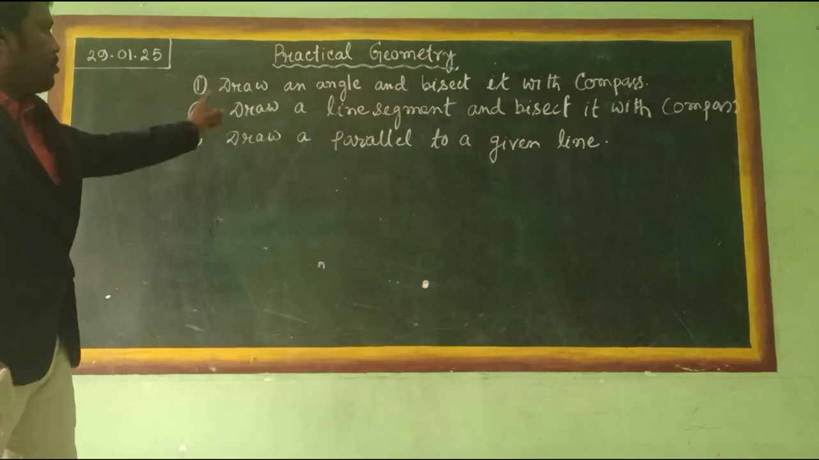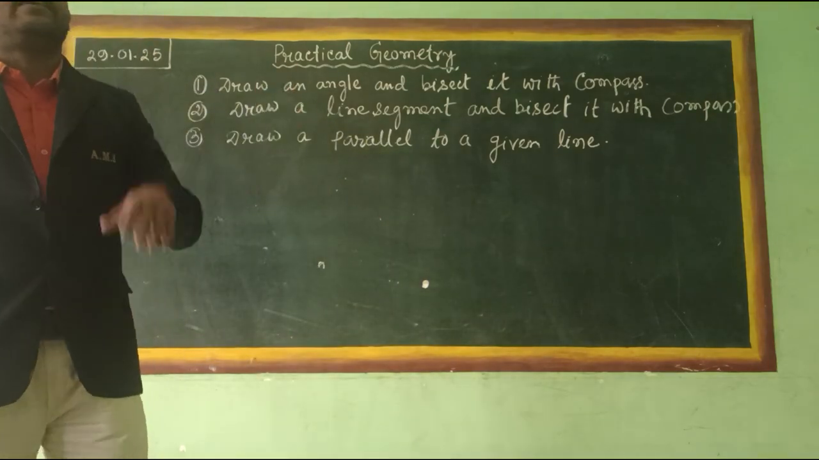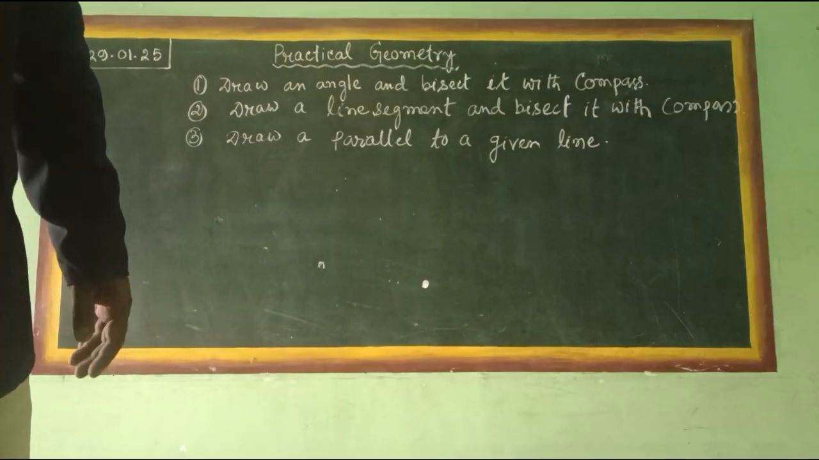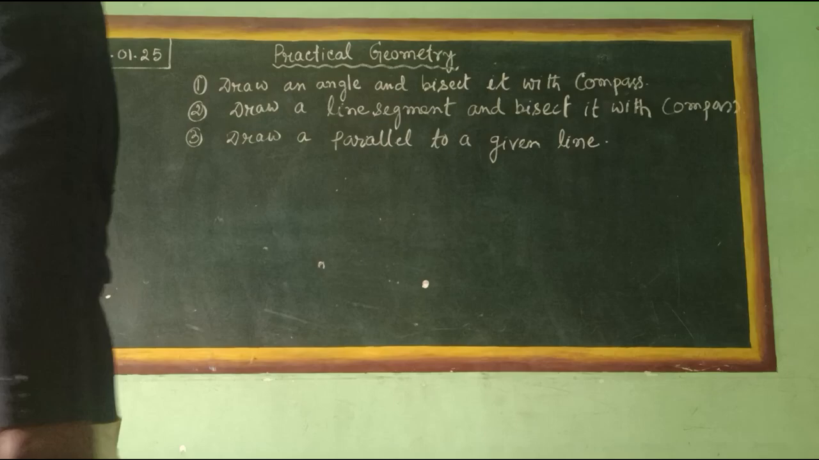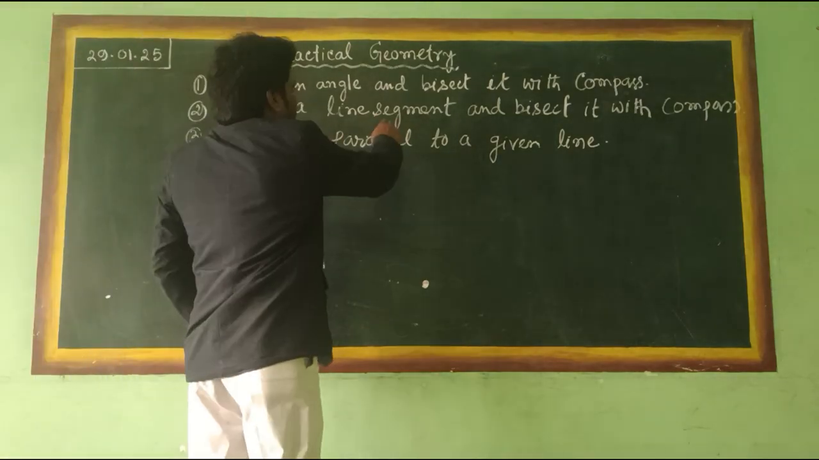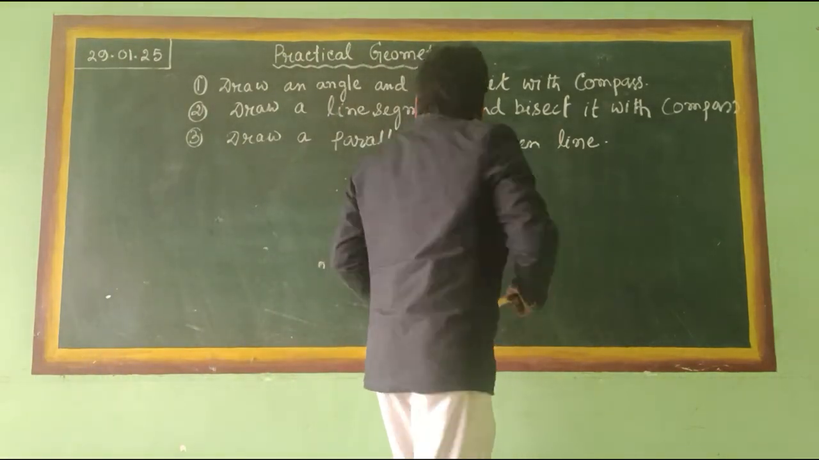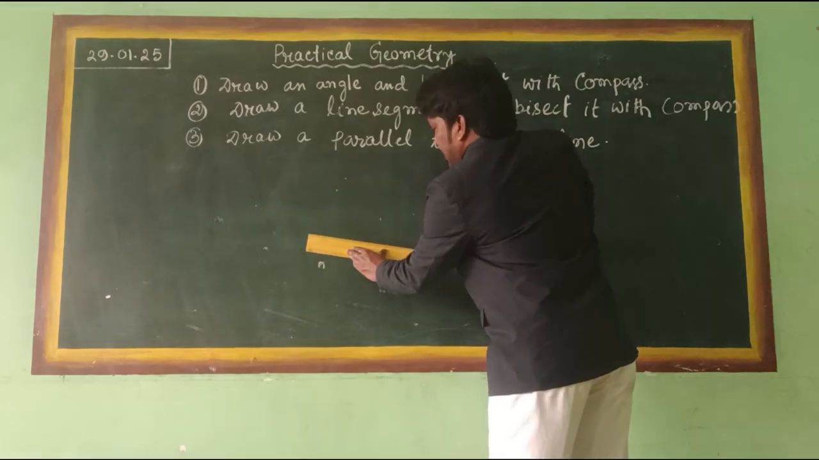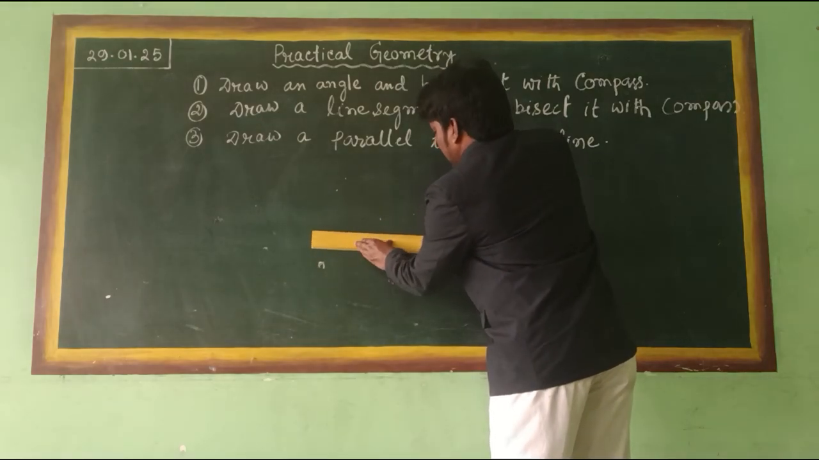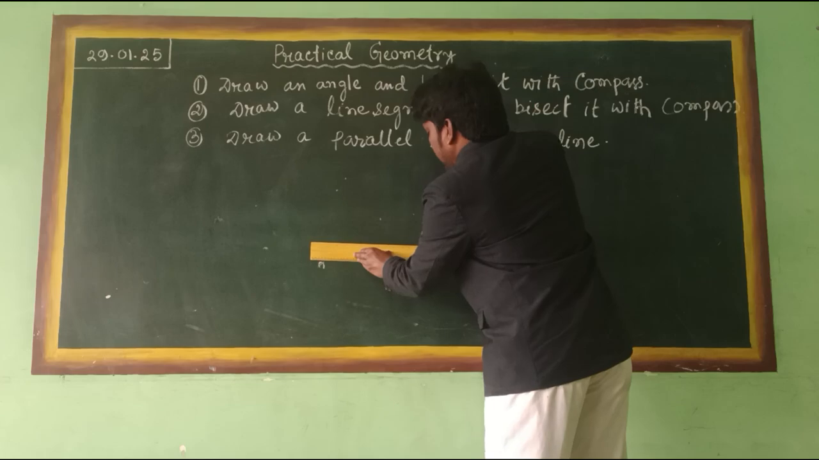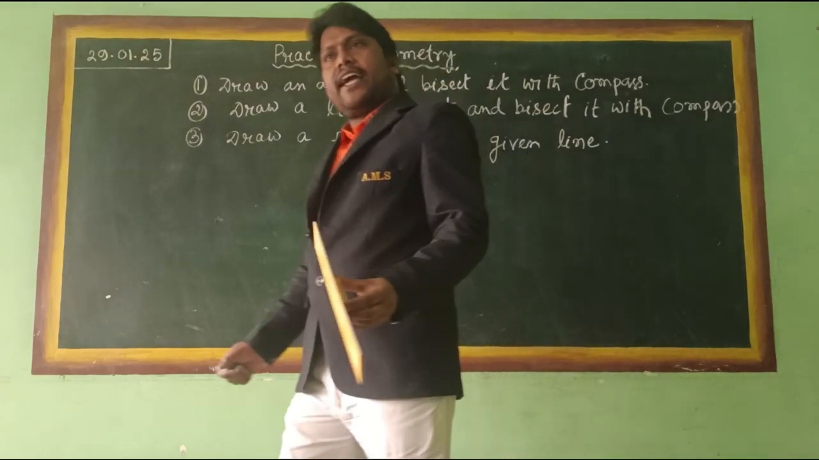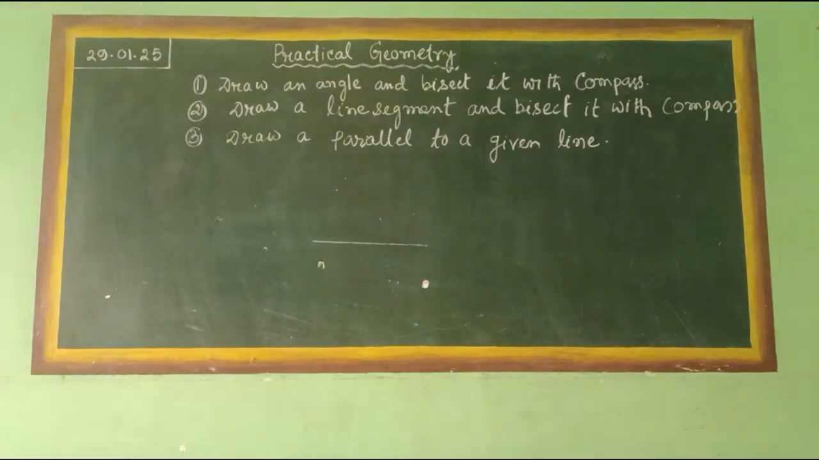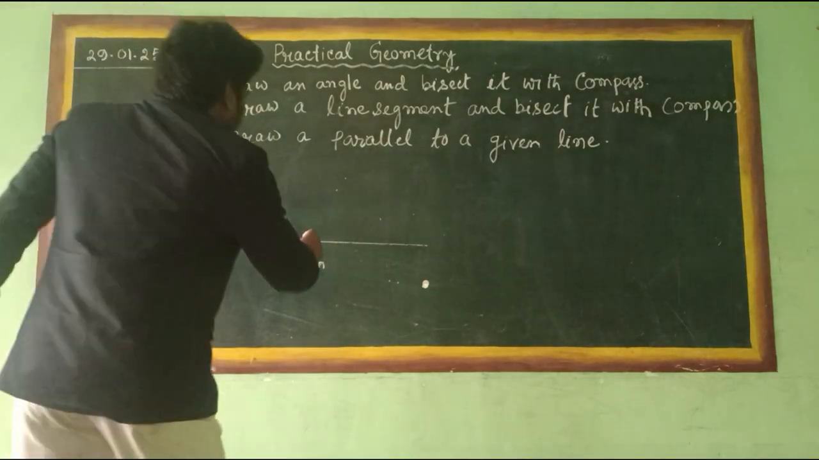What is the second question? Draw a line segment and bisect it with pencil compass. So at first you will use the geometrical instrument, a scale. Suppose line segment, there are no mentioned measures. Suppose I have taken a 14 centimeter line segment. Give the name to the figure. Suppose it is MN.